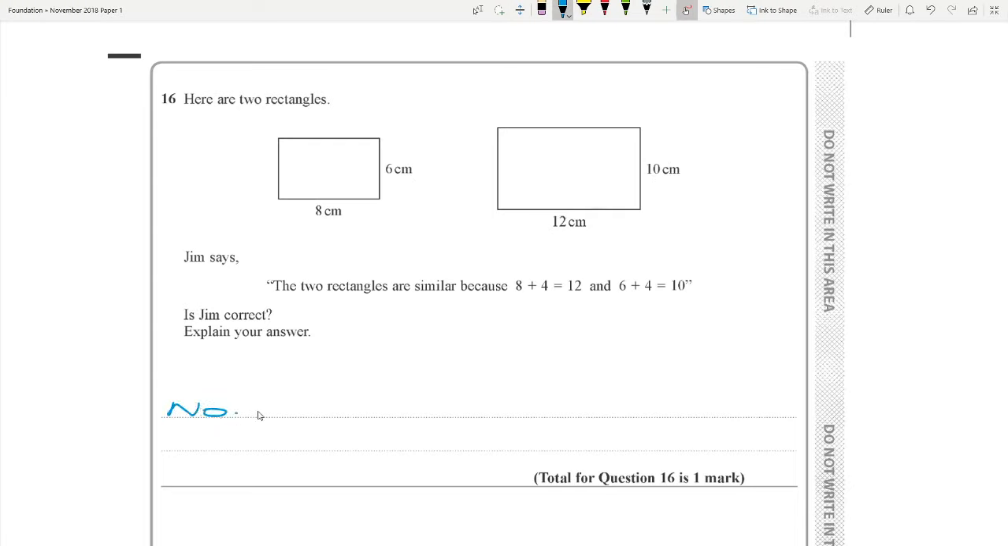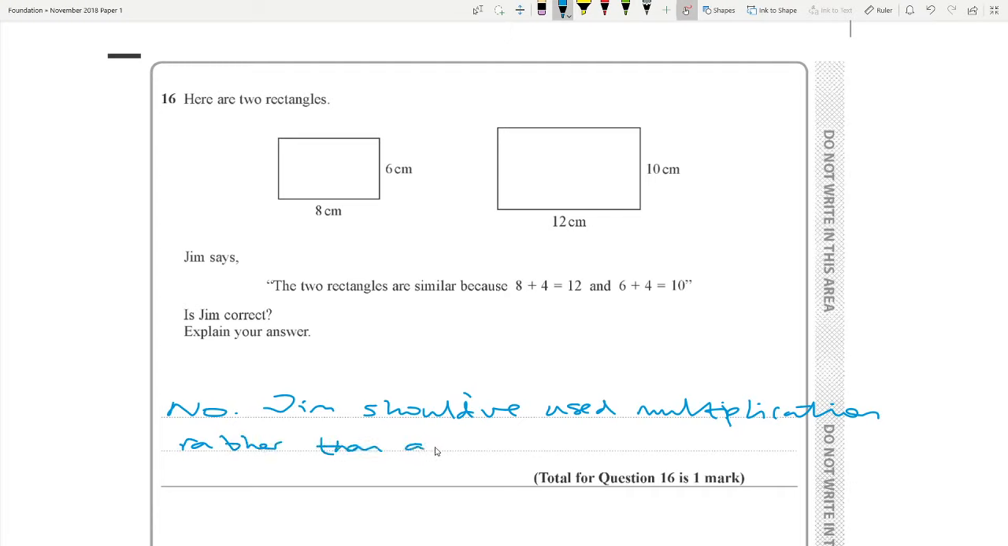He was supposed to use multiplication, not addition, to show that two shapes are similar. So you can write a sentence like Jim should have used multiplication rather than addition. So 1 mark question. This is enough for the answer.